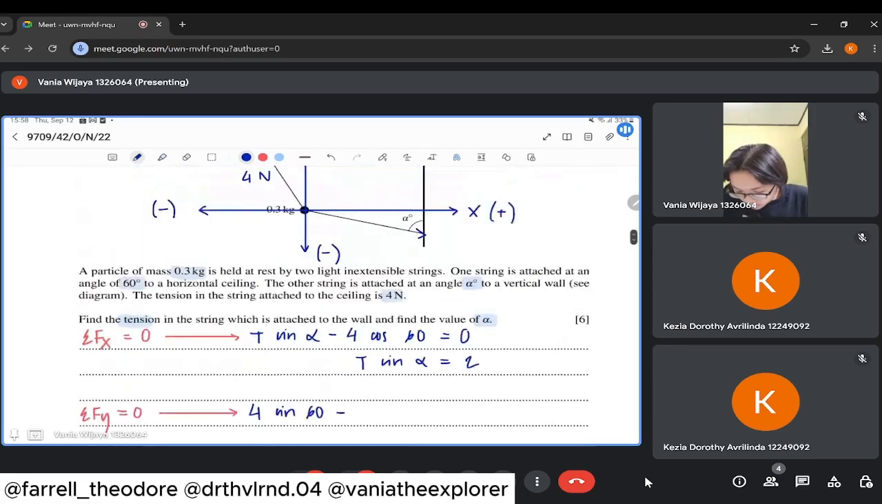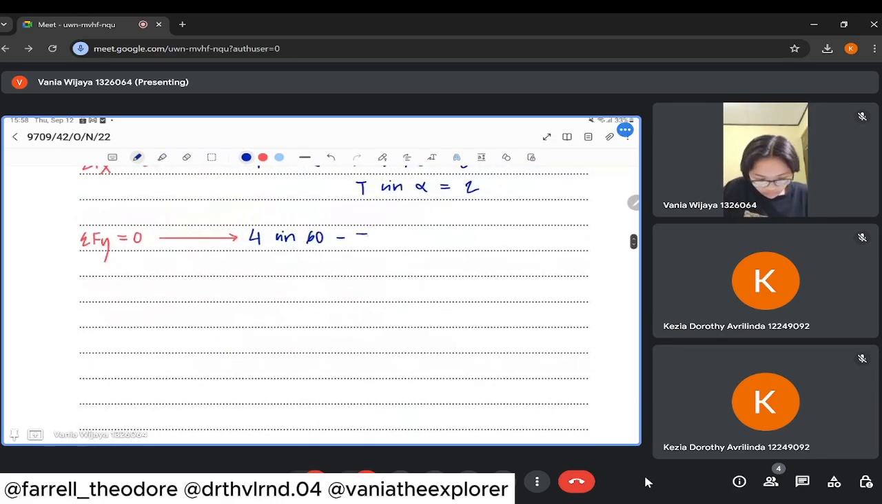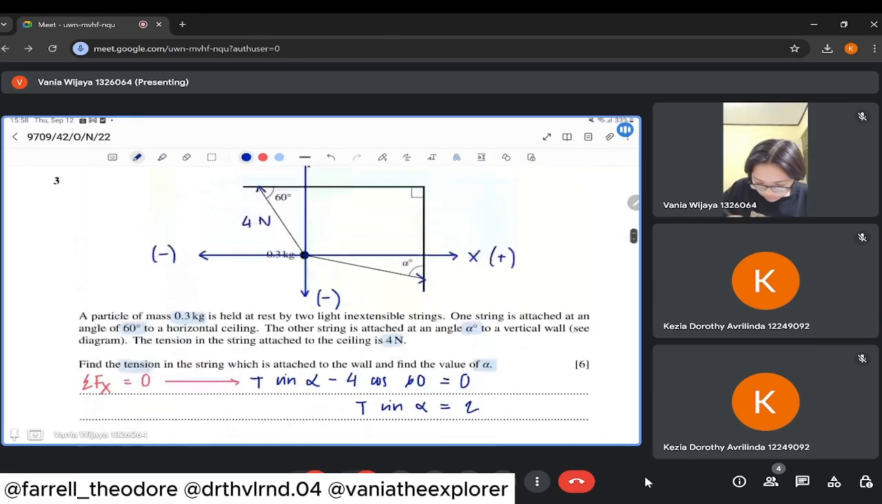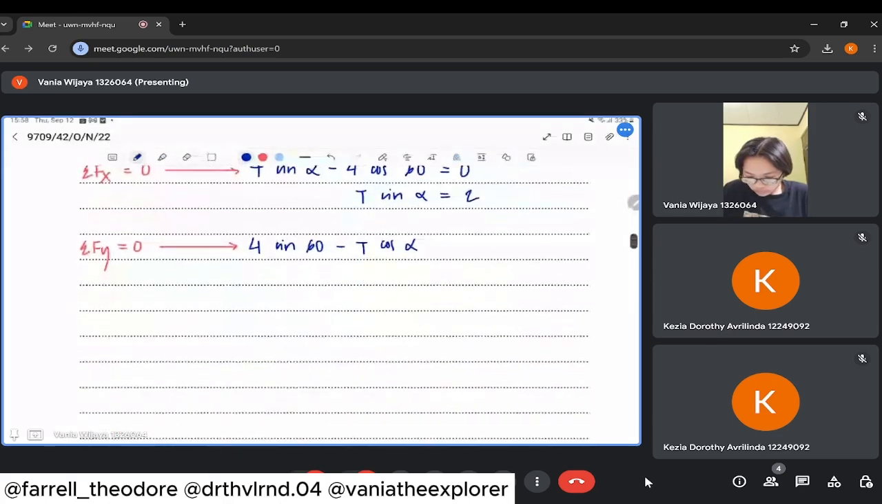And then for this one, it's going to be negative because it's going here. Also, since there's a mass, there's going to be a weight. Mg equals 0.3 times 10 equals 3 Newton. So minus 3 as well. So negative 3. The value of 4 sine 60 is going to be 2 square root of 3. And then T cos alpha.